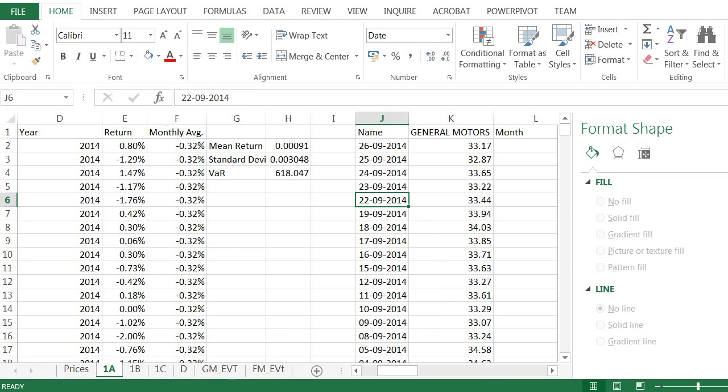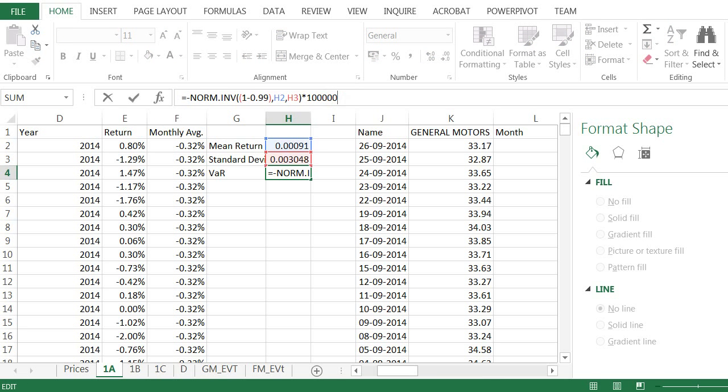Yeah, so this is the formula for mean of return, this is the formula for standard deviation, and this is the formula for value at risk. This is the normal formula for value at risk. So what is value at risk? Well, it's the value you can lose when you put this amount of money, 10 to the power 5, in this particular stock.